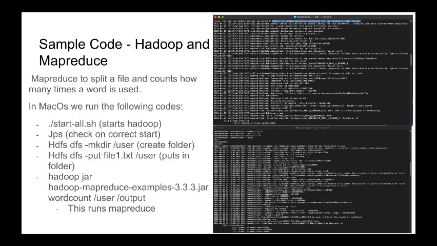The sample code that I wanted to run is the Hadoop MapReduce example that's in the MapReduce folder. It's a jar file. First you have to create a text document that you want to count the words in, and then you want to create a directory on the local host, the HDFS. So I created a user directory, and then I put file1.txt into it, and then I ran the MapReduce. As you can see here on the right-hand side of the screen, this is some of the feedback from terminal once I ran the jar file.